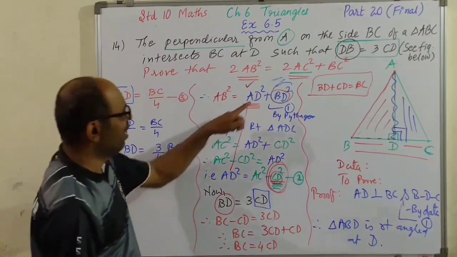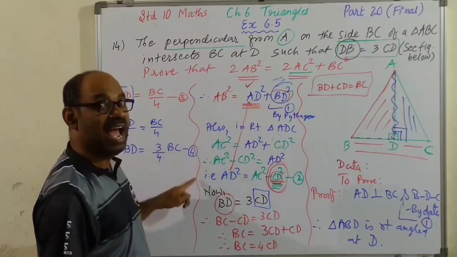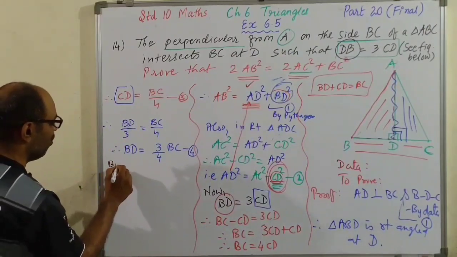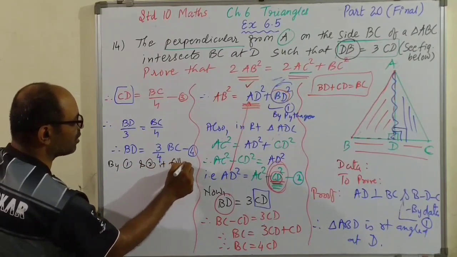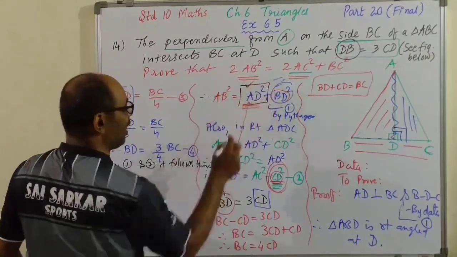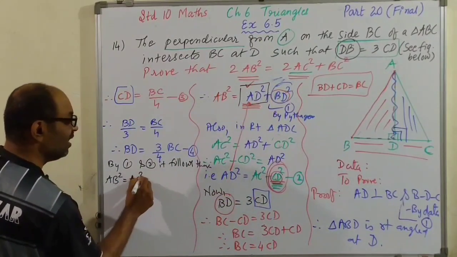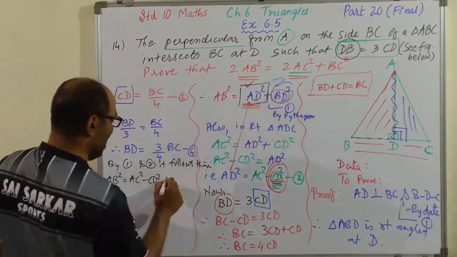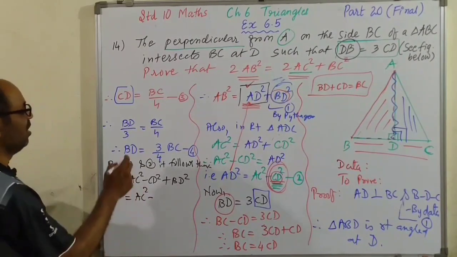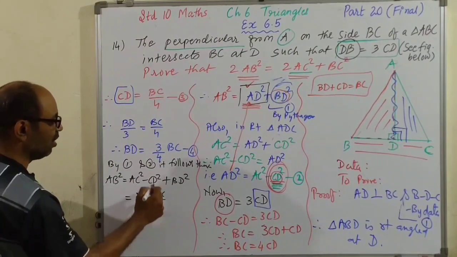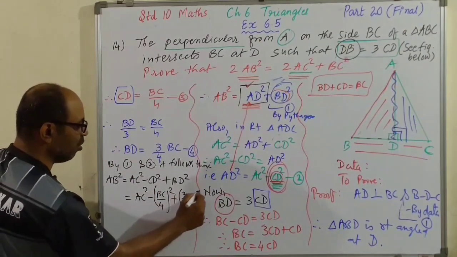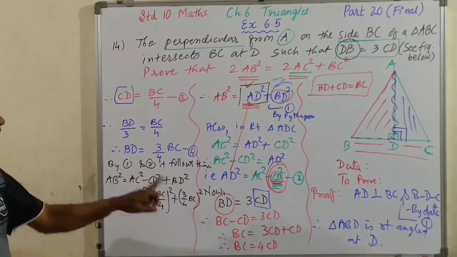करेक्ट? So now by 1, 2, 3 and 4. All right? Or only by 1 and 2. First you use that. By 1 and 2, it follows that AB square is equal to this AD square. What is AD square? AC square minus CD square. That I put for AD square. Plus BD square. There you are, children. AC square minus, what is CD? BC by 4, but square, so whole square. Plus, what is BD? 3 upon 4 BC, but whole square. देखो, आपके पास AB, AC और BC है.